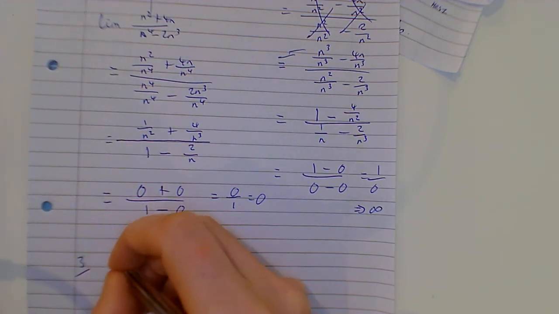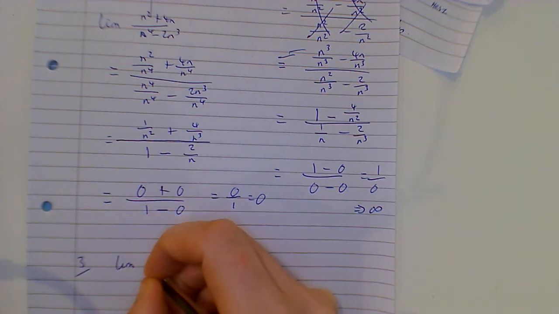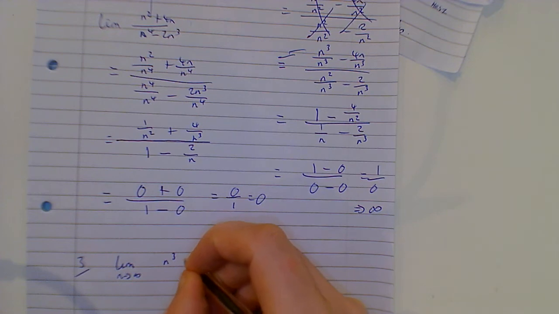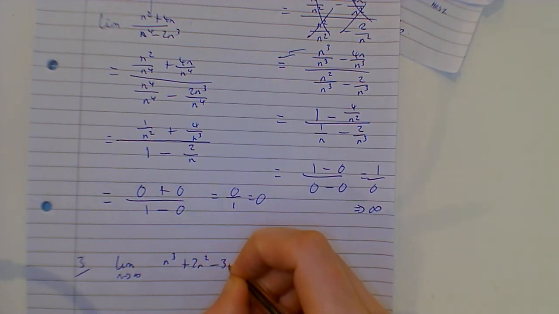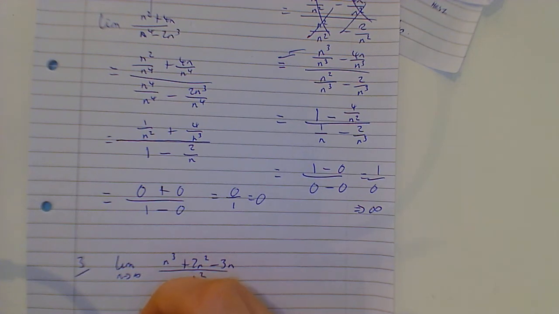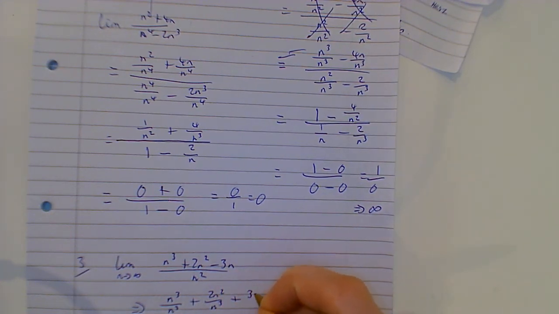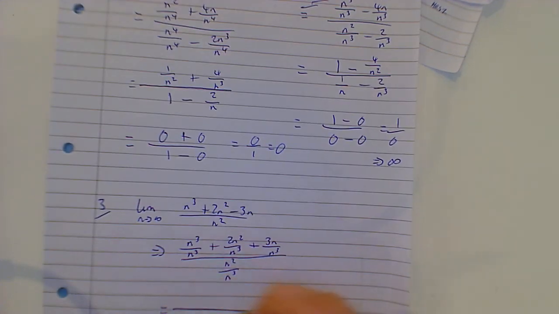Now, I'll do question 3. Question 3, you've got limit. They give you t of n, but they want the limit going to n to the power of infinity. So n to the power 3 plus 2n squared minus 3n over n squared. Okay, therefore that's n to the power 3 over n to the power 3 plus 2n squared over n to the power 3 minus 3n over n to the power 3 over n squared over n to the power 3. So cut off there. That's 1 plus 0 minus 0 doesn't make a difference over 0, so that goes to infinity.